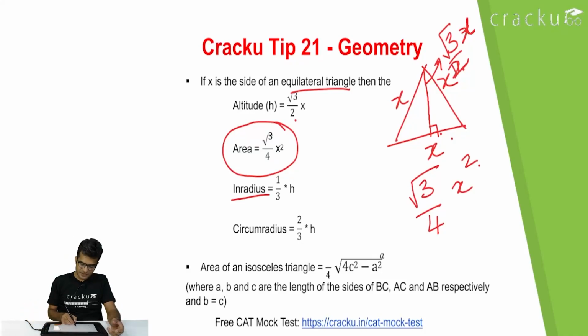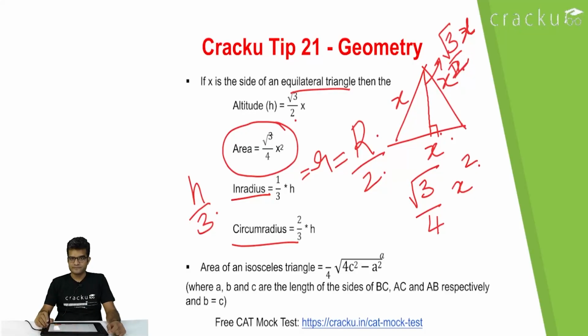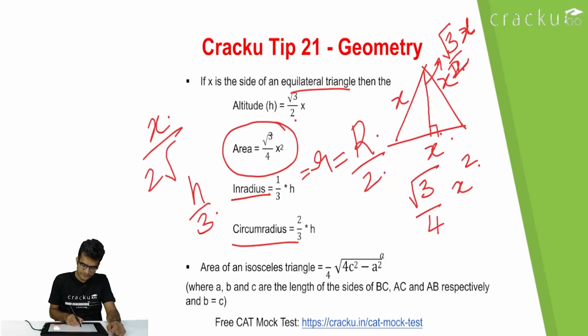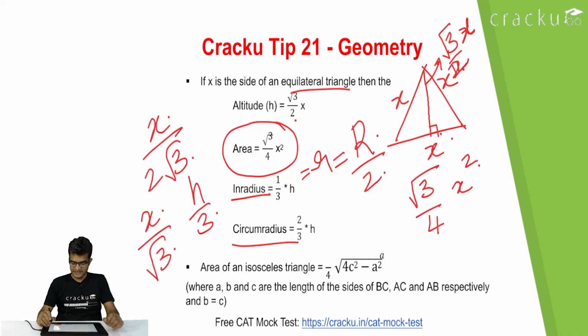Another important aspect in an equilateral triangle is that the inradius, small r, will be equal to the circumradius divided by 2, and the inradius is 1/3 the altitude. That is, it is equal to x divided by 2 root 3, if x is the side of the equilateral triangle. The circumradius will be x divided by root 3, which is twice the inradius.